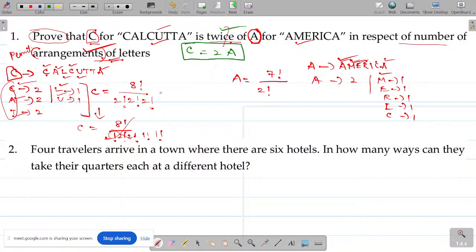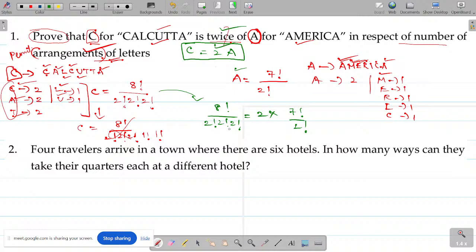Let me check. What is C? This is C. So 8 factorial divided by 2 factorial, 2 factorial, 2 factorial is equal to 2 times of A. Twice of means 2 times of. So 2 into A. What is A? 7 factorial divided by 2 factorial. So what's the value you're getting?